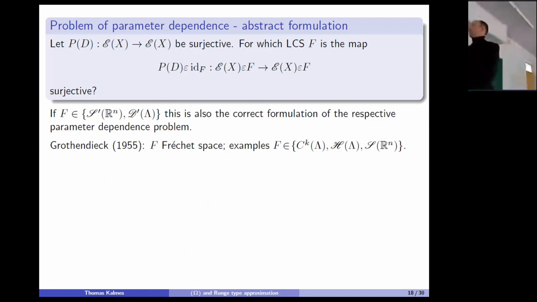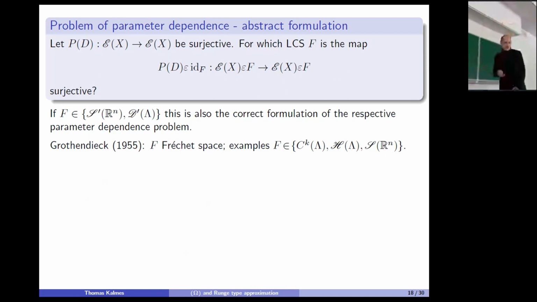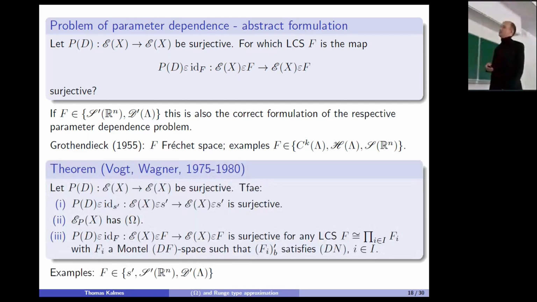Due to a result of Grothendieck from the 1950s, we have here surjectivity if the space F is a Fréchet space. So, for example, continuous parameter dependence and holomorphic parameter dependence with respect to rapidly decreasing functions have a positive answer.